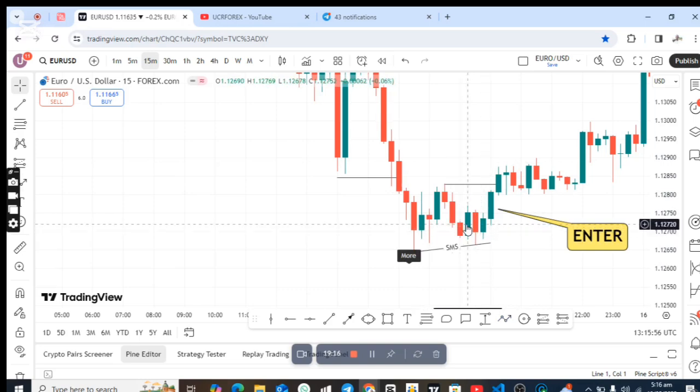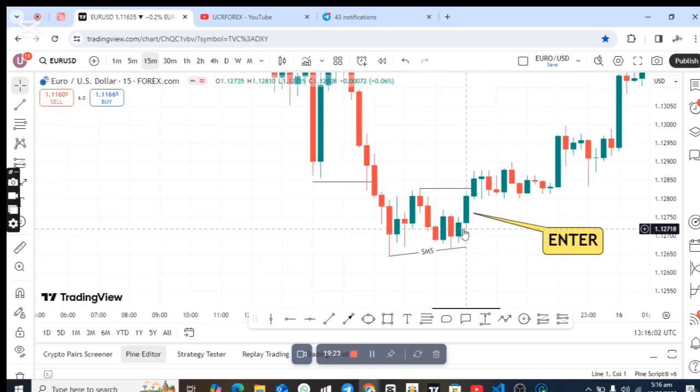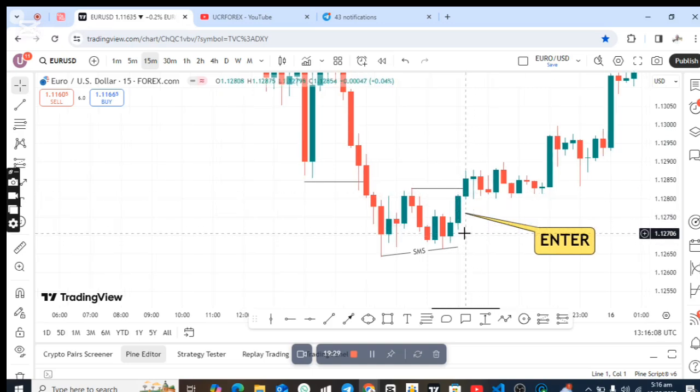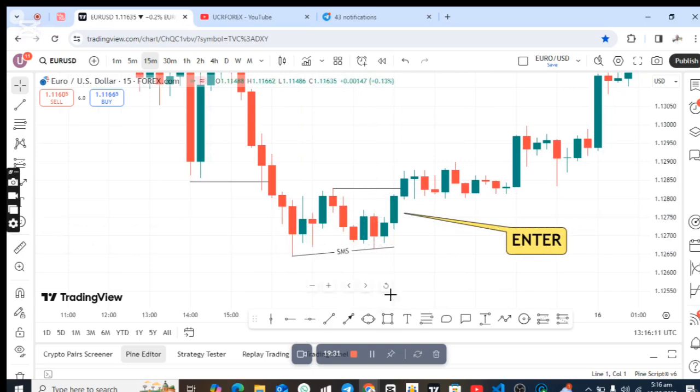These candles here, no one is bigger than each other. They are just consolidating around this zone. So you don't really have to execute immediately. All you have to do is to wait for a bullish engulfing, which you can see this candle came and engulfed all this range.